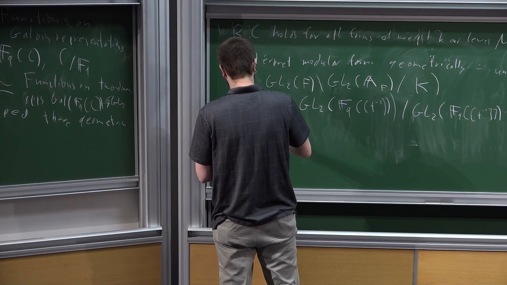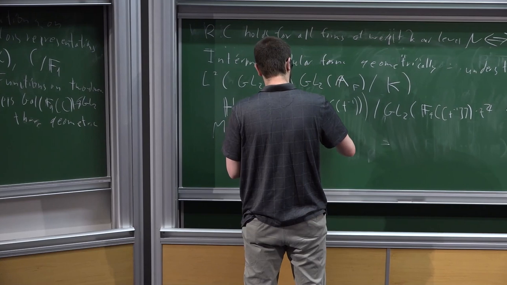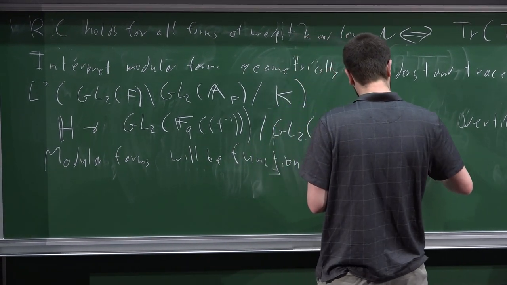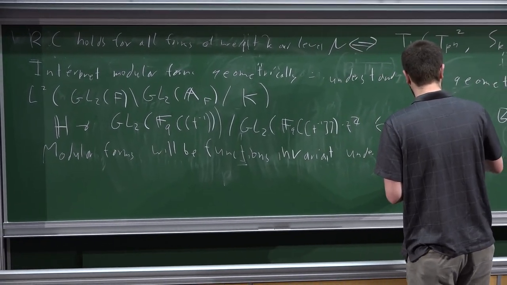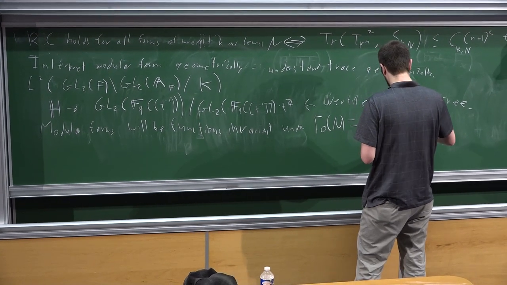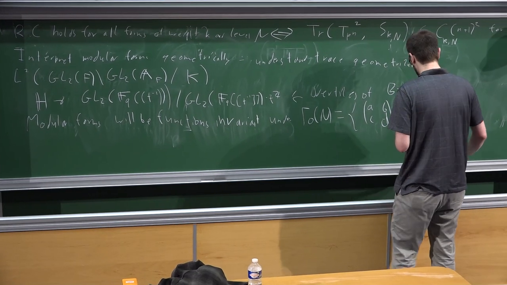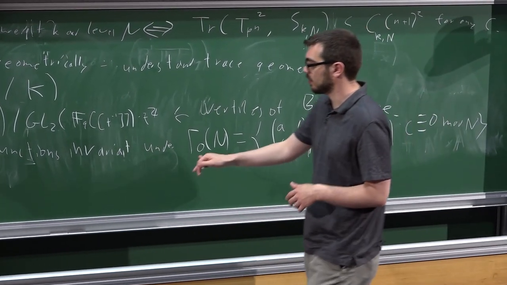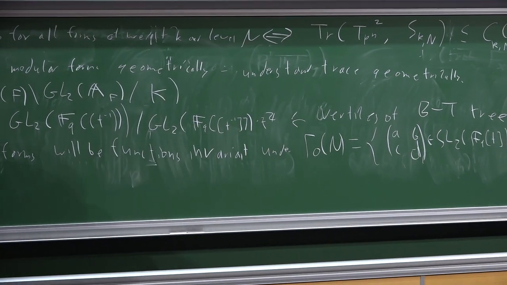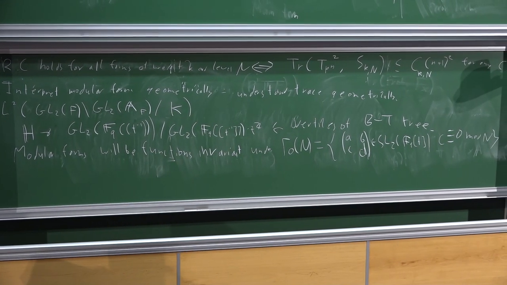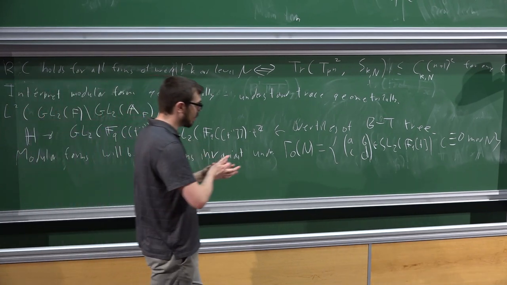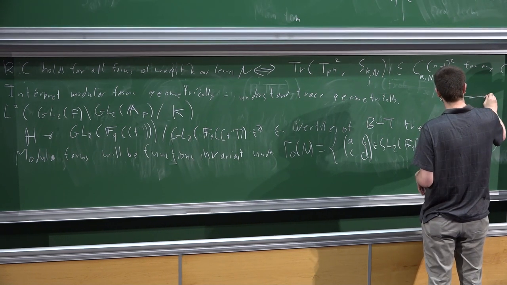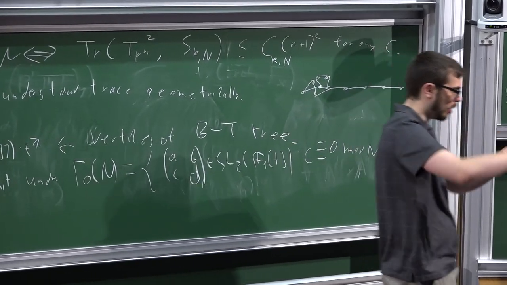And the modular forms will just be functions invariant under gamma 0 of n, which will just be the set of matrices A, B, C, D in SL2(FQ[T]) with C congruent to 0 mod n. So you could also view them as functions on the quotient. And the quotient of this tree by the group will be a graph. This graph will have some complicated looking finite part, and then a simpler part, an infinite part going off to infinity.